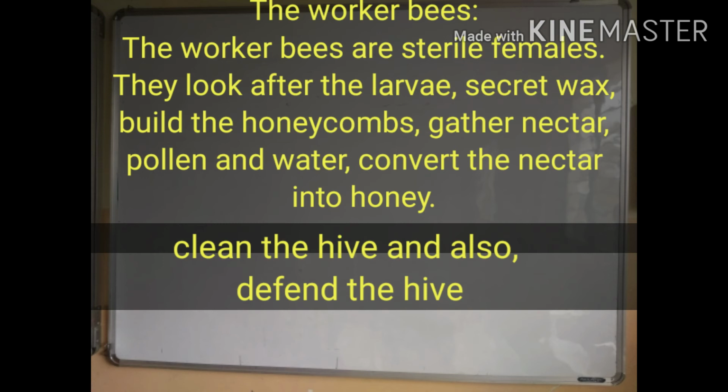They are secreting wax. They also build the honeycombs, in which honey is kept, built by the worker bees only. They gather nectar, pollen and water. We know that nectar is present in the flower, pollen is also present in the flower, and these worker bees collect them. They also collect water. They convert the nectar into honey. The nectar they have collected, they convert into honey.